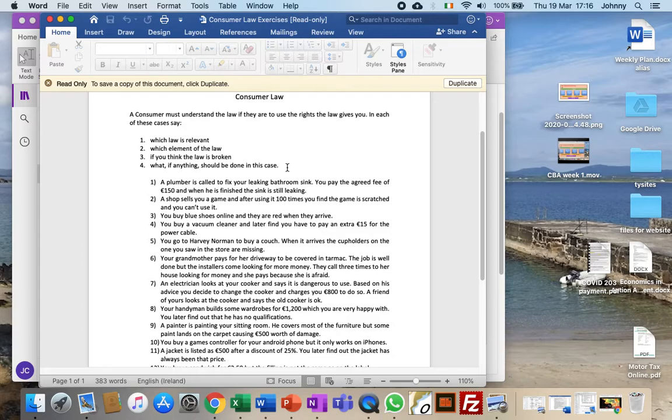Just quickly looking at the last one. You buy blue shoes online and they're red when they arrive. Okay, so there's a problem with the way this product was described to you. So there are two possible laws that we could talk about here. You could talk about the Consumer Protection Act, because you were lied to. So that's one of the rules.